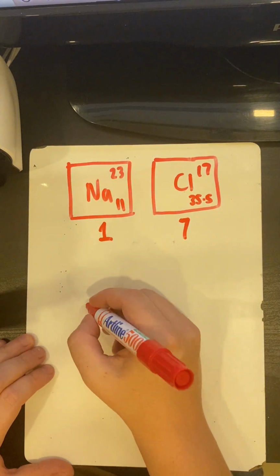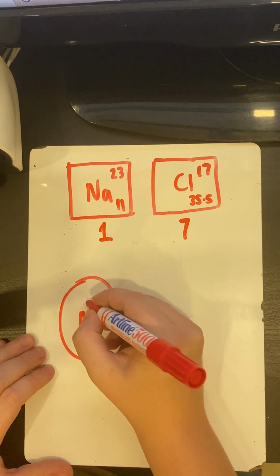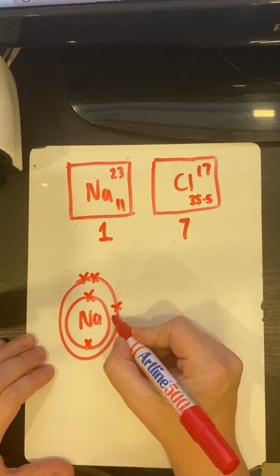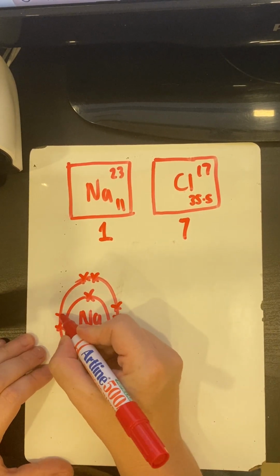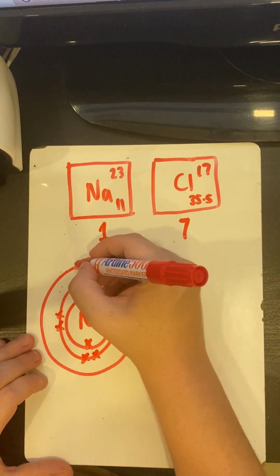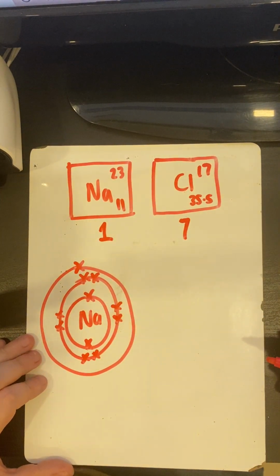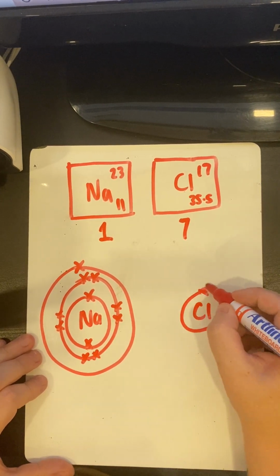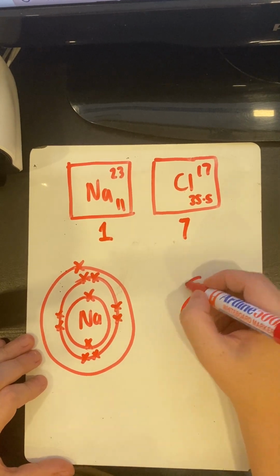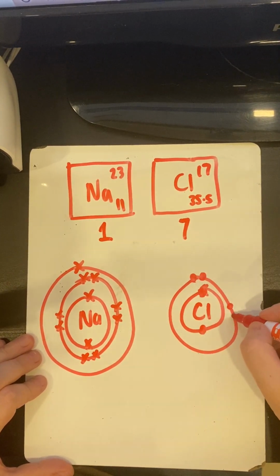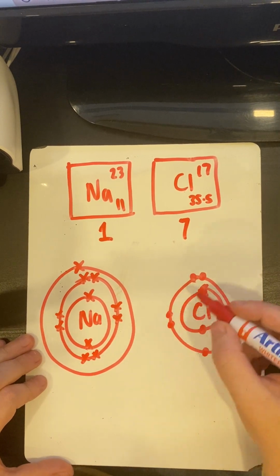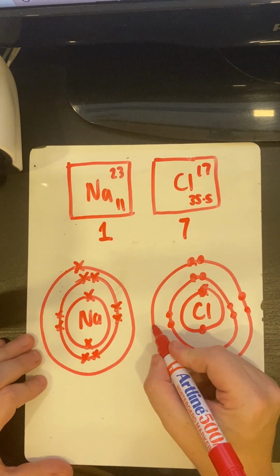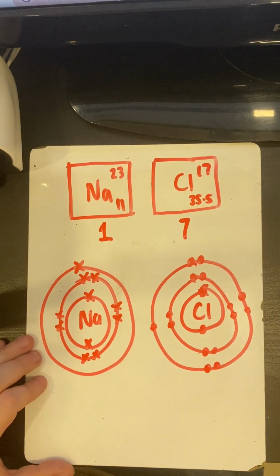So sodium, because it has 11 electrons, it has 2 in the first shell, 8 in the next, and 1 in its outer shell, 11. Chlorine has 17. It's a bigger atom. We'll do dots, 1 to 17, complete.